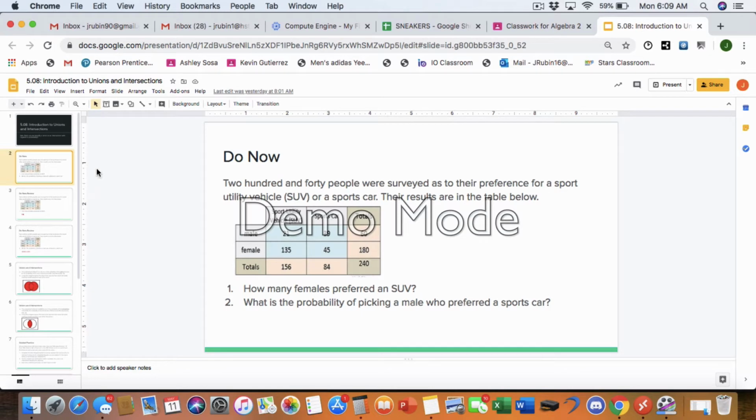So today's do now. 240 people were surveyed as to their preference for a sport utility vehicle or a sports car. The results are in the table below. So using that table, you're going to answer these two questions here. How many females preferred an SUV? What is the probability of picking a male who preferred a sports car?